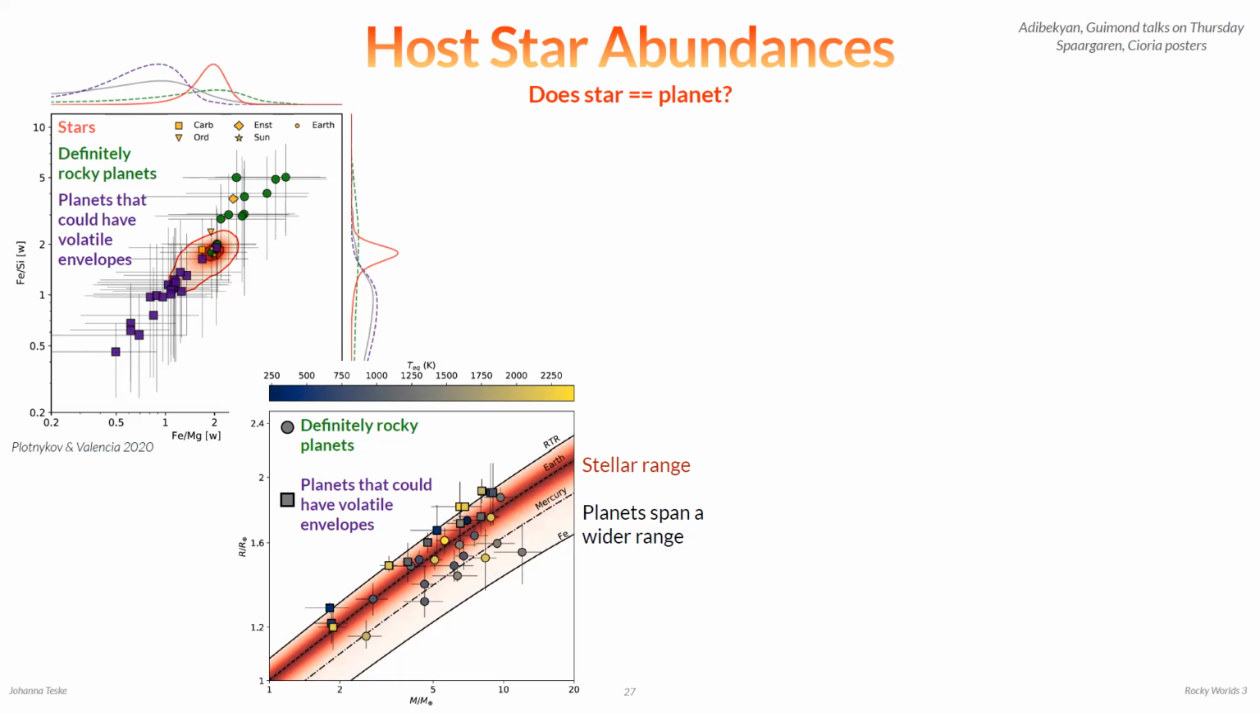So in the top left plot, they basically took planet masses and radii, converted those into what they think the different elemental ratios would be, and then compared those to the Hypatia catalog, which is in red. And in the bottom plot, they took the Hypatia catalog stellar abundances and converted those into what they would expect for planet masses and radii. And the takeaway here is that the stars span a smaller range in these values than the planets do. So maybe there are at least some cases where the planet does not match the star.